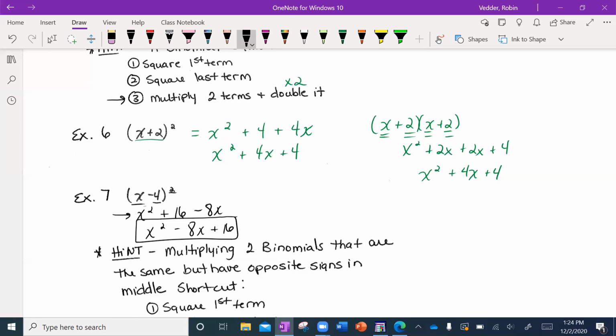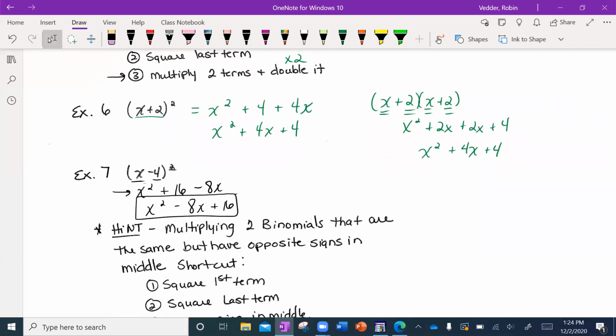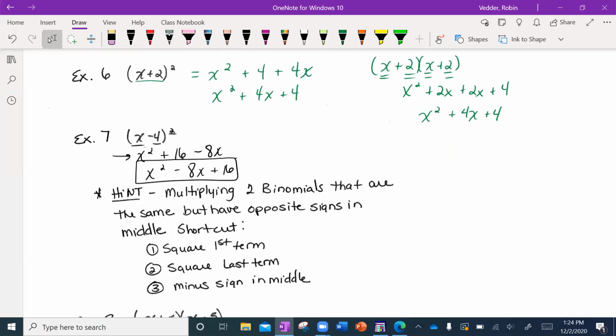I would suggest getting in the habit of writing it in order like that, because when we go on to factor later on and do some other things, it's a little easier if you have it written in order already. All right, now if you're multiplying two binomials that are exactly the same, but the middle sign is different, there's a shortcut for that. So for example, if you have x plus 10 times x minus 10, there's a shortcut besides FOILing, but they have to be exactly the same.